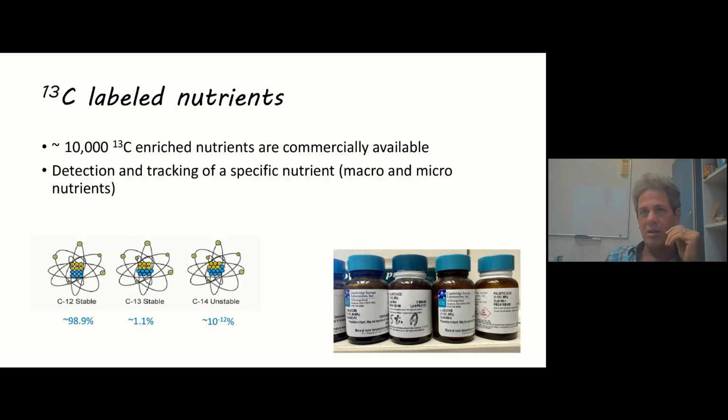And in addition, there is tons of carbon-enriched nutrients that are commercially available. Almost any nutrient you can think about, you can buy it when it's labeled, specifically on one carbon or all the carbon, and I will show you some examples.